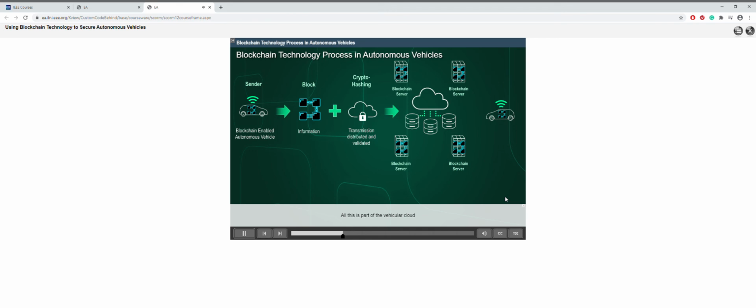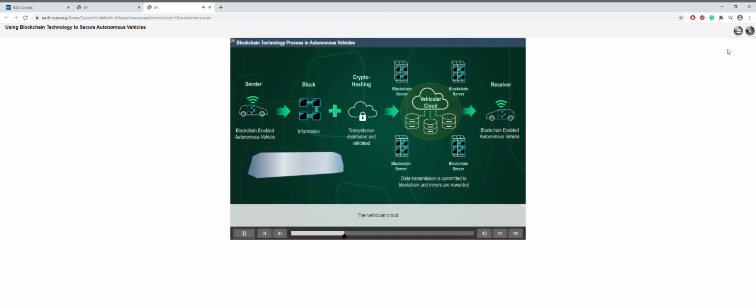All this is part of the vehicular cloud, in which data transmission is committed to blockchain and miners are rewarded by the senders. The vehicular cloud is a hybrid technology that uses vehicle resources, such as computing, data storage, and internet decision-making.